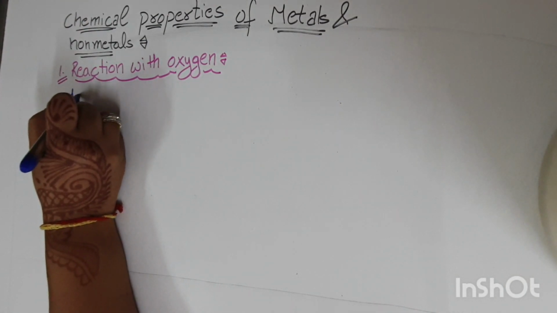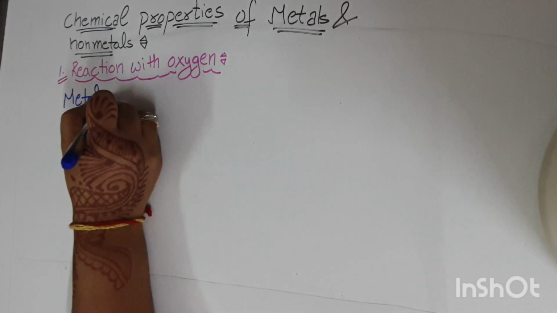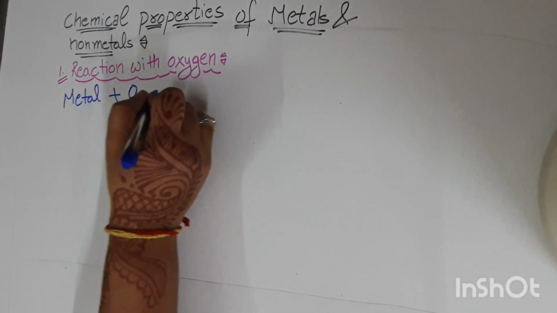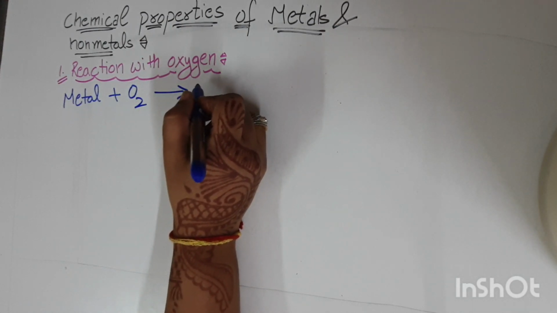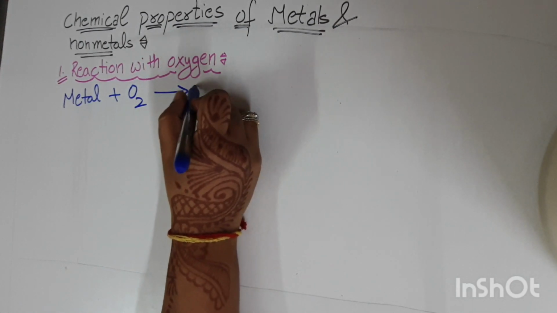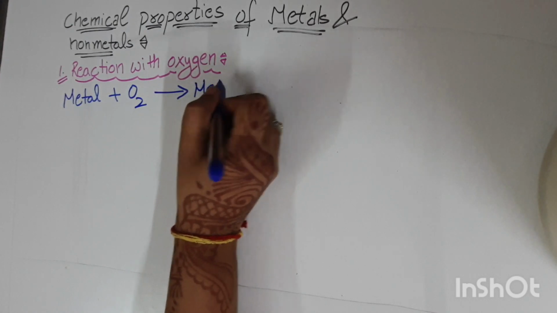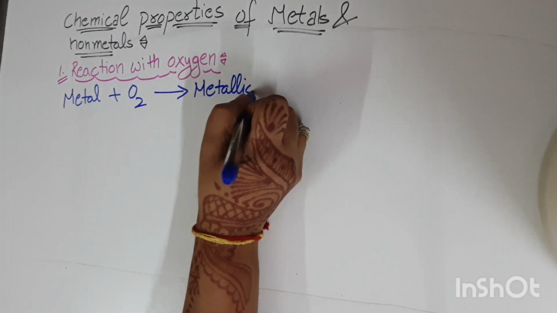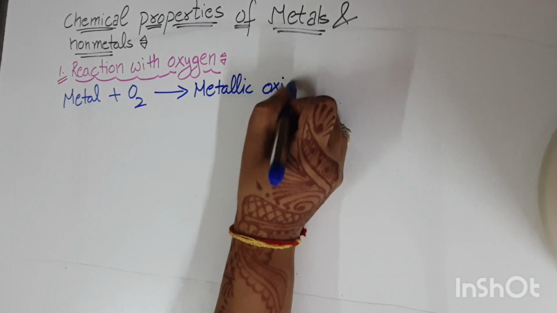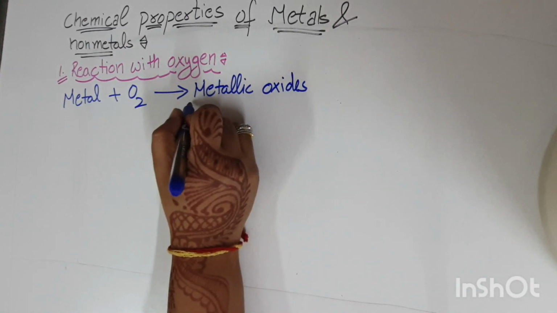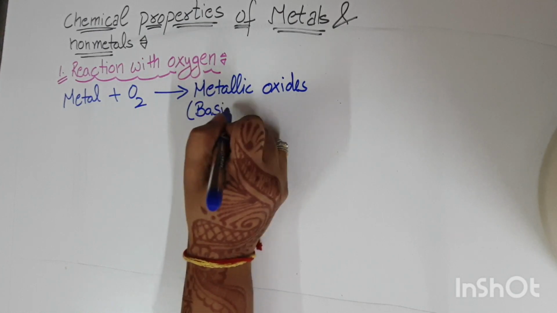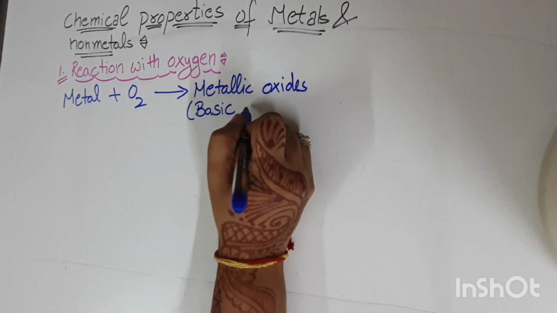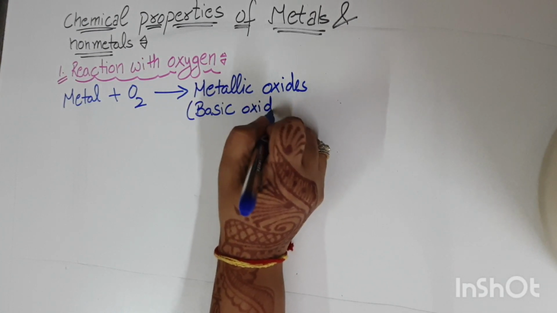If any metal reacts with oxygen, that is generally called the combustion reaction or the burning, then that metal will react with oxygen to form metallic oxides. The nature of these metallic oxides is said to be basic. That means generally metallic oxides are basic oxides.